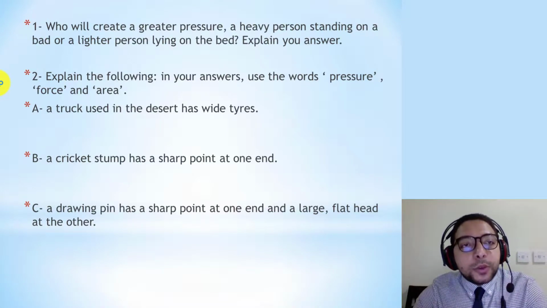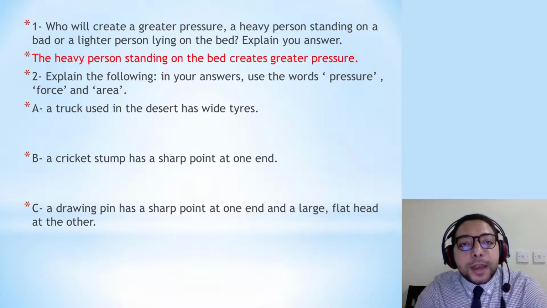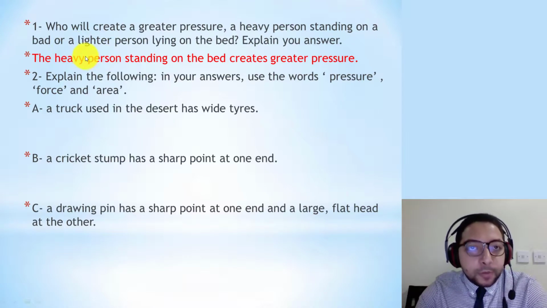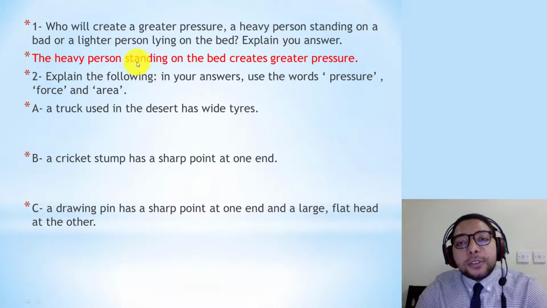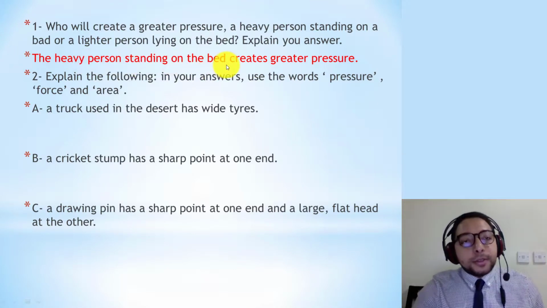Let's start with the first question. Who will create a greater pressure, a heavy person standing on a bed or a lighter person lying on the bed? The one who creates the huge pressure is the heavy person standing on the bed, because a heavy person has more force. Not only that, but standing means that the force is concentrated on a small area, which is the feet of that person, and this increases the pressure. So the pressure is high in the case of a heavy person standing on the bed.